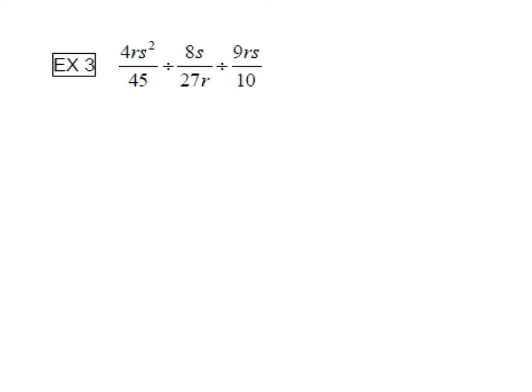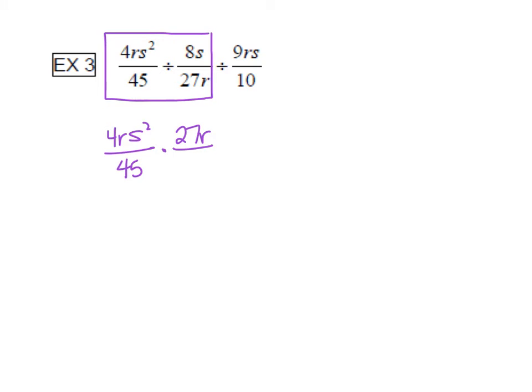Alright, our next example has division with 3 fractions. So what I'm going to do is just go left to right. I'm going to do the first division first, and then I'll bring down the third division and we'll take care of that. So first we have 4r s squared over 45. Instead of dividing, we multiply by 27r over 8s.